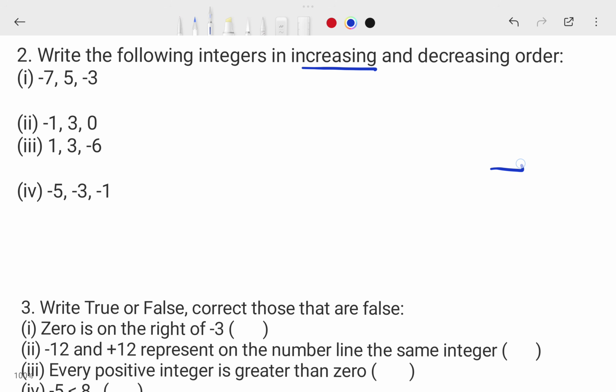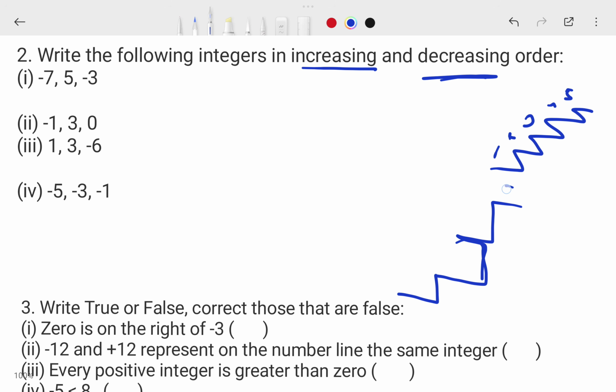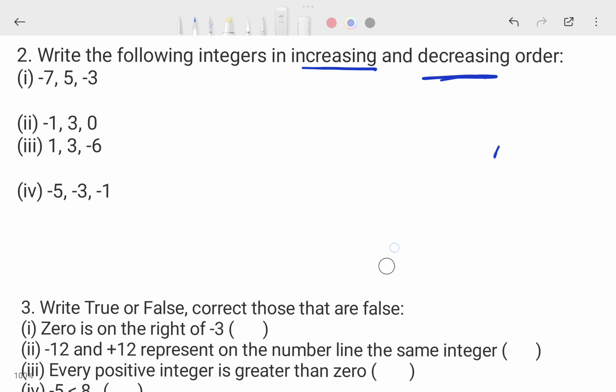Increasing means small to big numbers, like 1 2 3 4 5, and descending means greater number to a smaller number, like 5 4 3 2 1. Okay? So how will you increase? We will increase from 1 2 3 4 5 like that. But how will you decrease? You will come from above to downwards. Okay? From 5 to 4, 4 to 3, 3 to 1, then 0, etc.